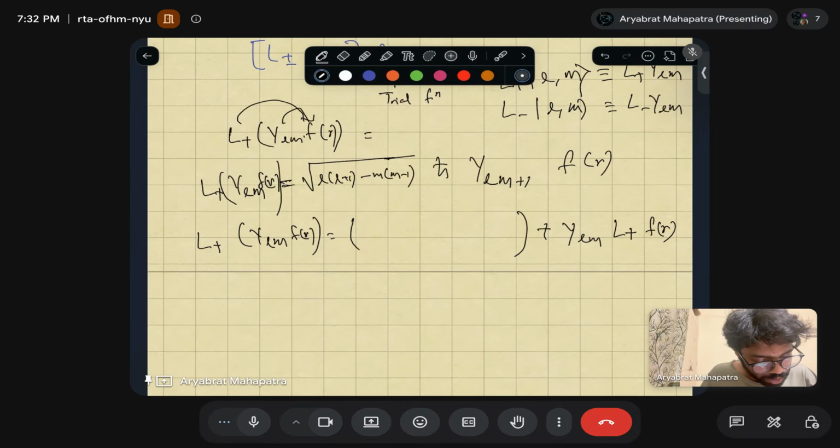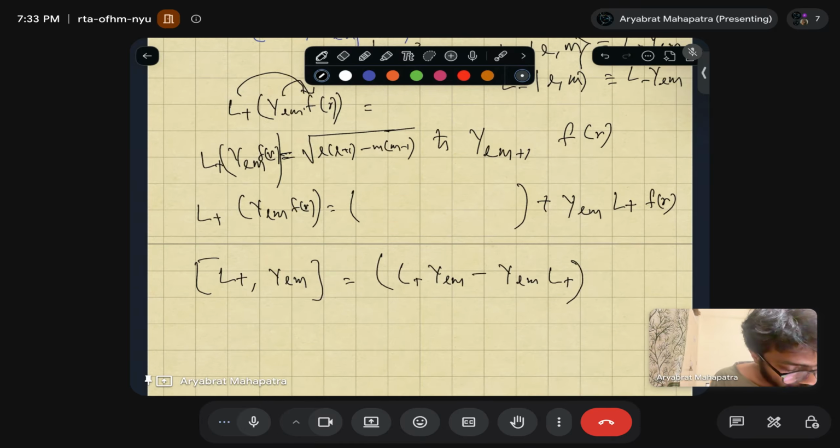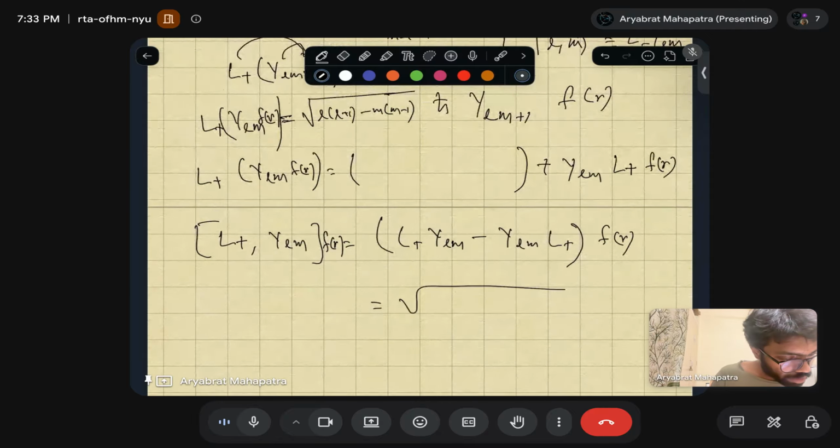And then when you put this in the L plus YLM commutation, it has L plus YLM minus YLM L plus, and this whole thing again acts on f of r. So then from here you will find that only the square root thing with h bar YLM will survive, YLM plus or minus 1, whatever.